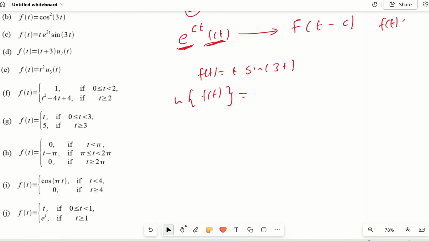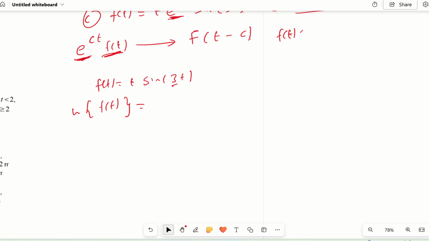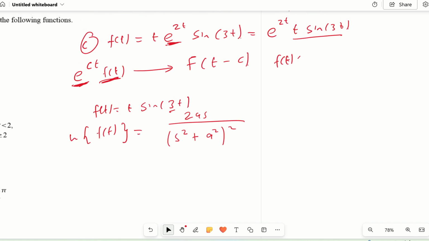So as we can see, our a is 3. So the rule says it's 2a s all over s squared plus a squared all squared, right? But then here, no, excuse me, it's supposed to be s.